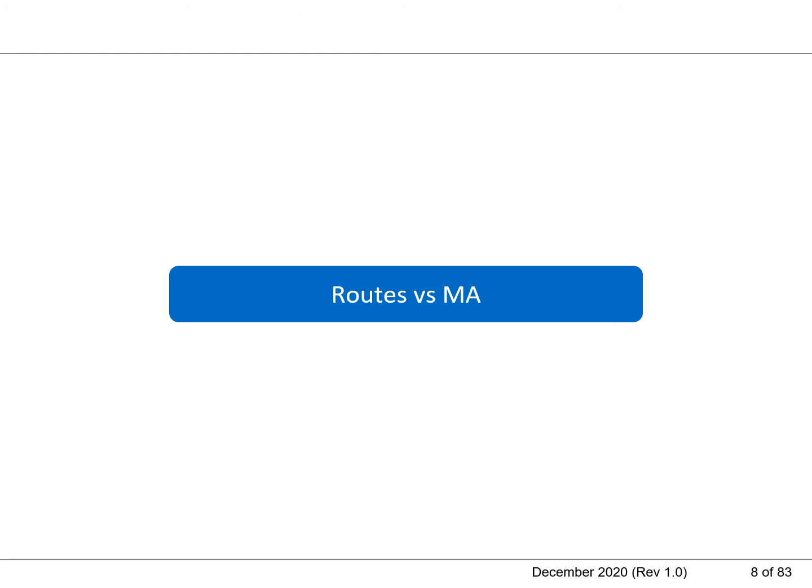The next section of this module explains the differences of the routes and the MA. MA stands for Movement Authority.